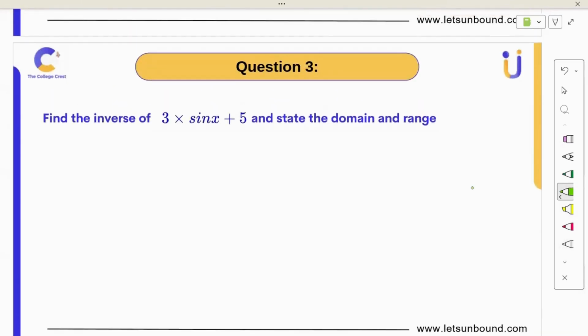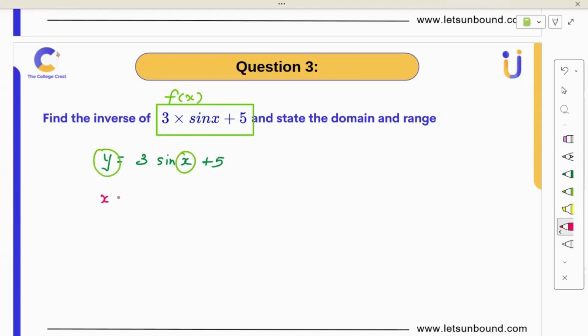Now, question number 3. This is important. Find the inverse of this and state the domain and range. Maybe let me name it as f of x. So first, you take f of x as y, which is 3 sine x plus 5. Then, how we did inverse for the previous functions is very similar. Swap x and y. X becomes y, y becomes x. So x is equal to 3 sine y plus 5. So take the 5 here. Now make y the subject. X minus 5 equals 3 sine y. And divide by 3. 3 cancels.